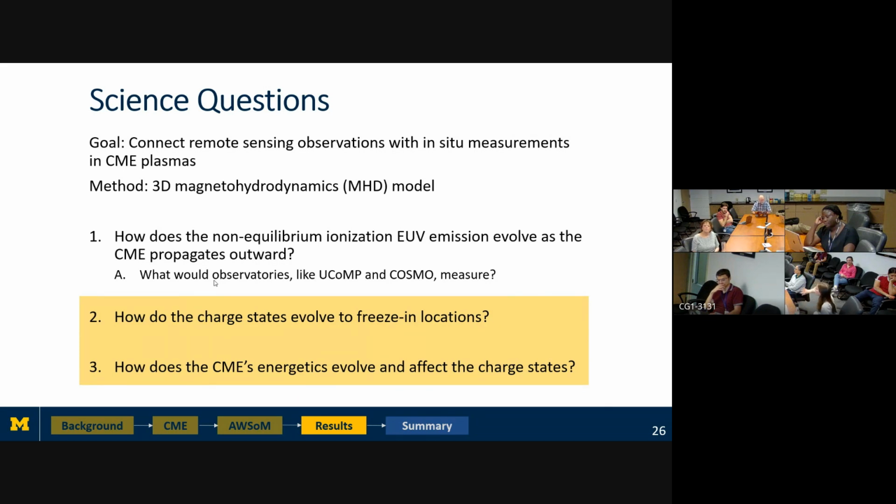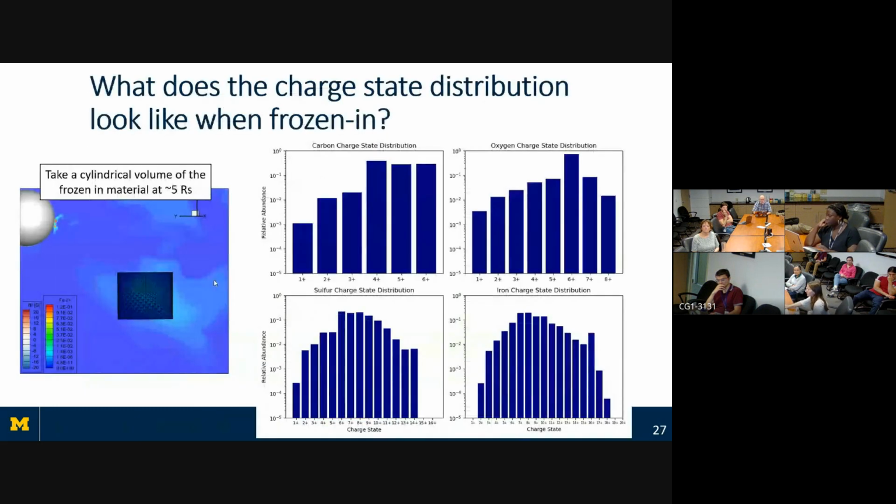But moving a little bit further away from the sun to the freeze-in of the charge states and how the energetics continue to those points, we can move on to the second half of everything. So the first question we can very simply ask is, what do the charge state distributions look like when frozen in?